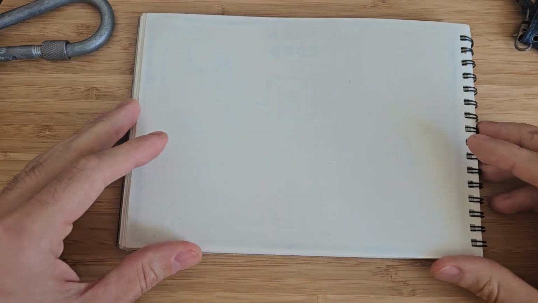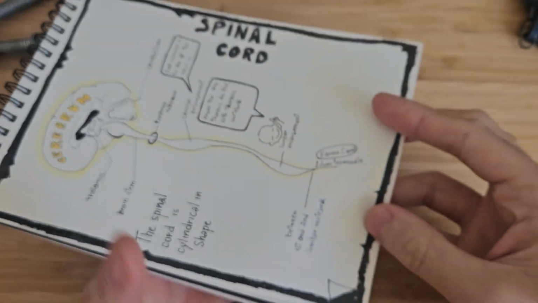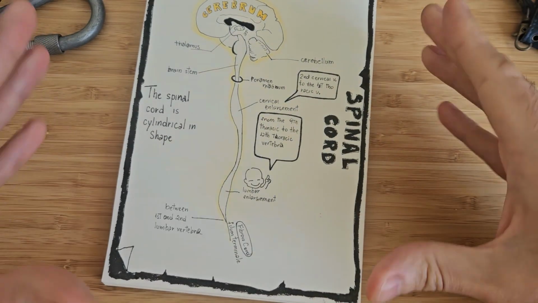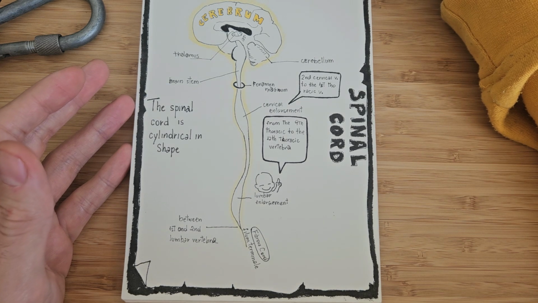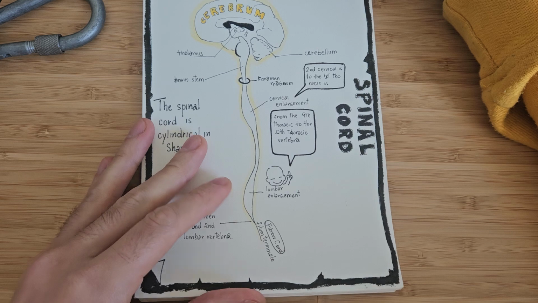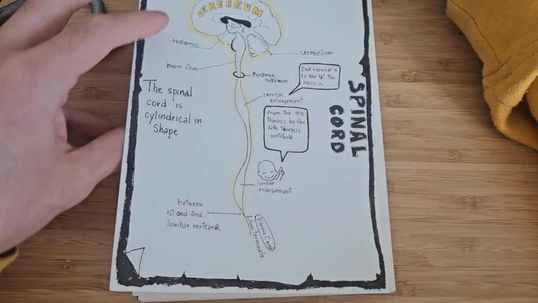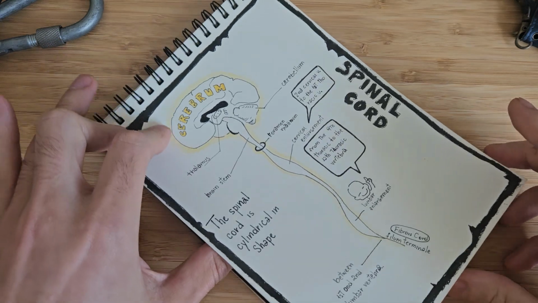Okay, everyone. I'm going to continue with the second part of the Sketchnote that I want to share here with you. This Sketchnote will be about the spinal cord. It is the continuation of this part here.